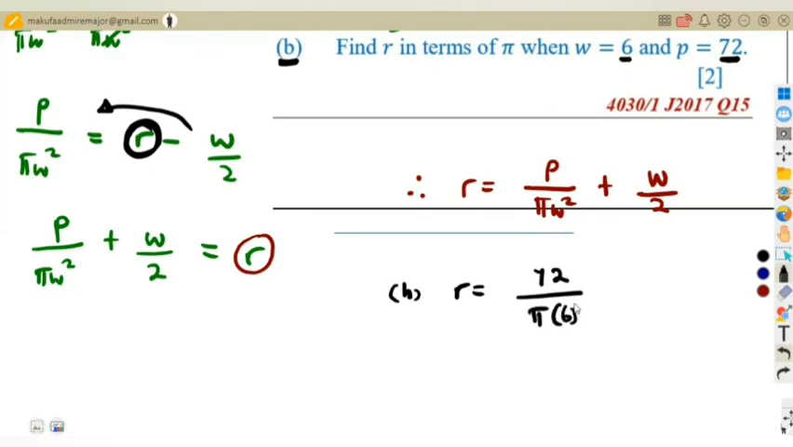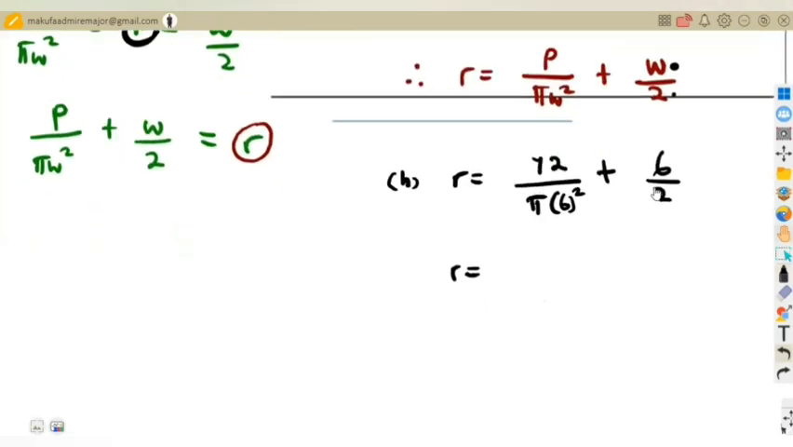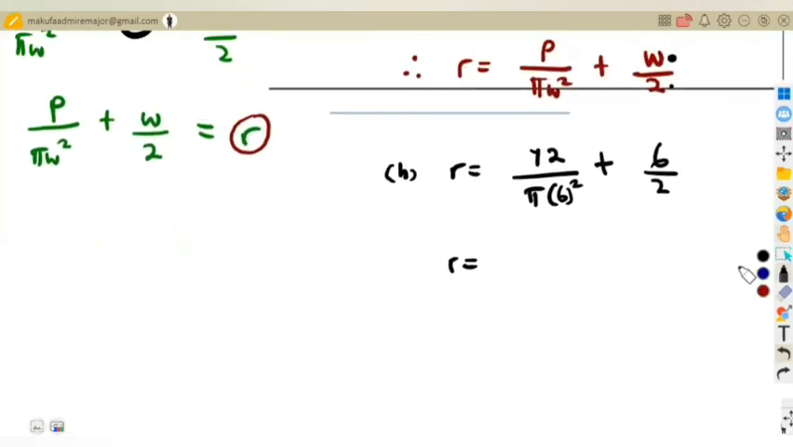So we are going to have 6 squared plus w over 2. So it's w, which is 6 over 2 in this case. Remember, they are saying our answer must be in terms of pi, meaning to say we must have pi in our final answer. So after substituting, we can simplify.